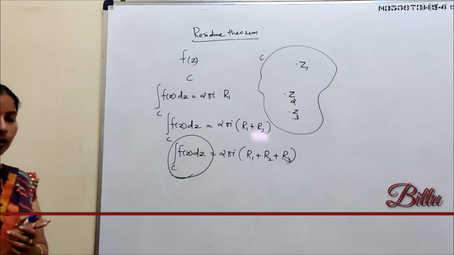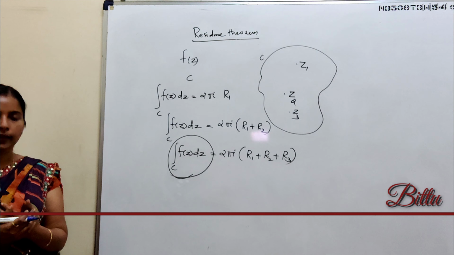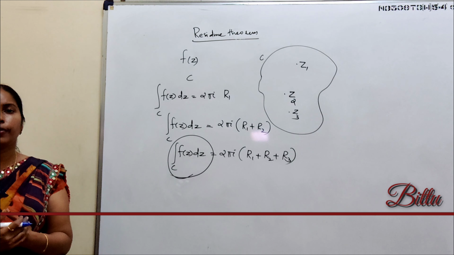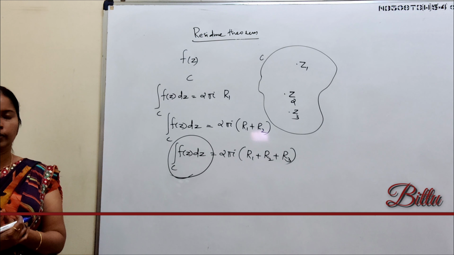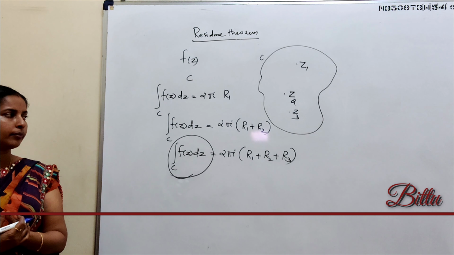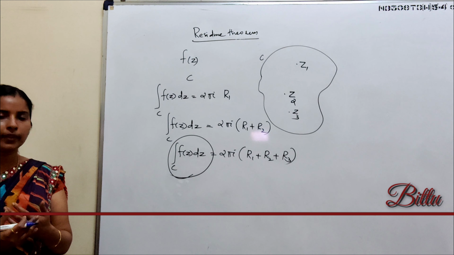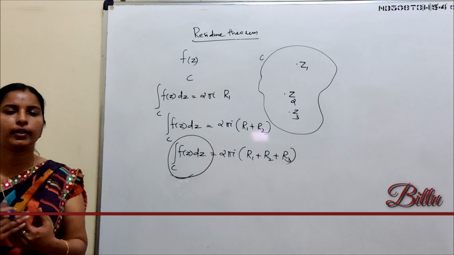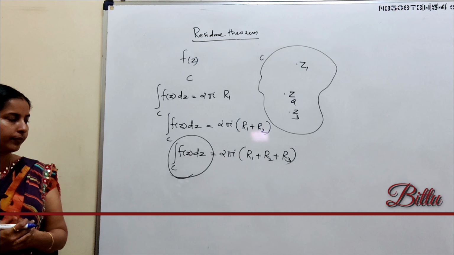So, for evaluating a contour integral with respect to the residue theorem, first you have to notice the singularities of f which lie within the given curve. Then you have to evaluate residues at each singular point. Then for getting the answer of the integral, you take the sum of the residues of f within C and then multiply it by 2 pi i. That will be the required answer. You can generalize this result.